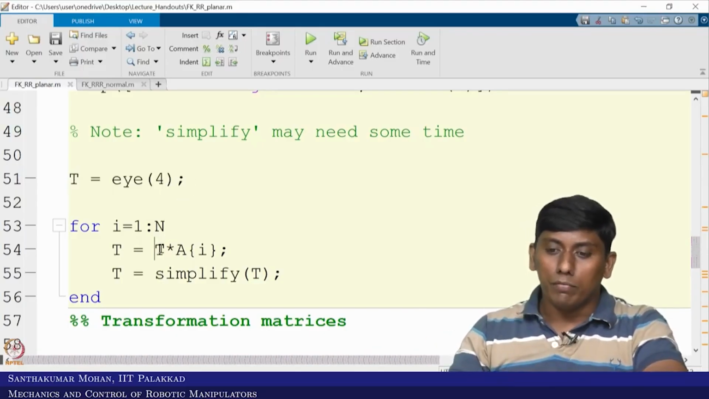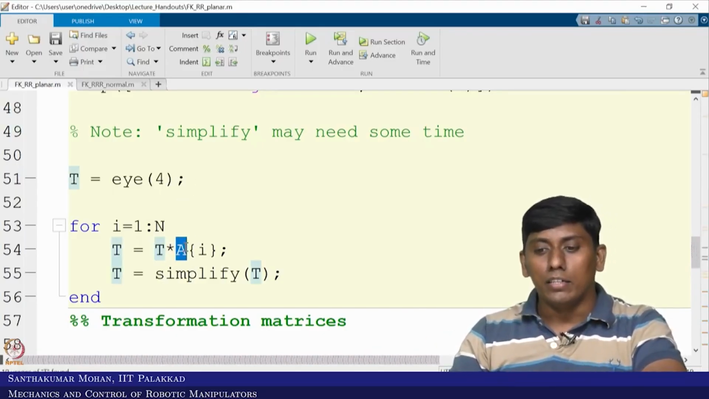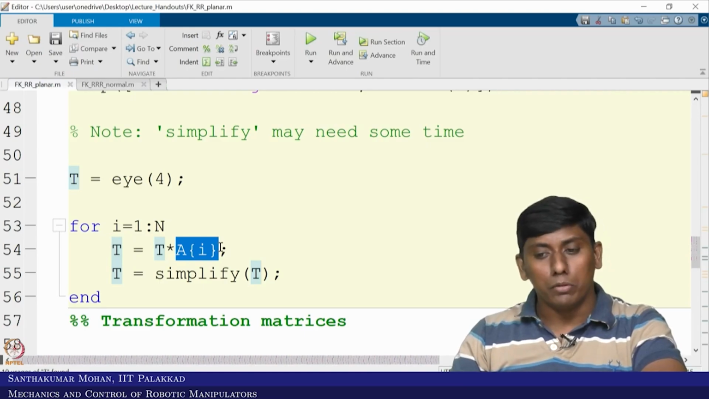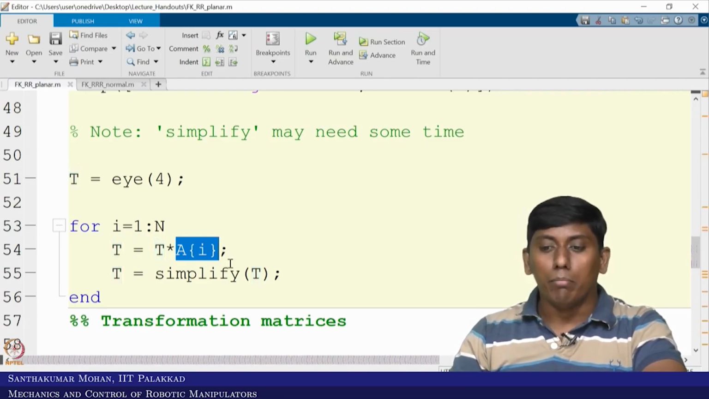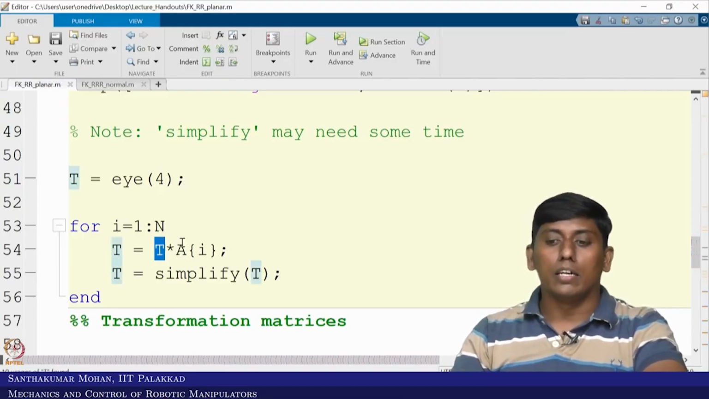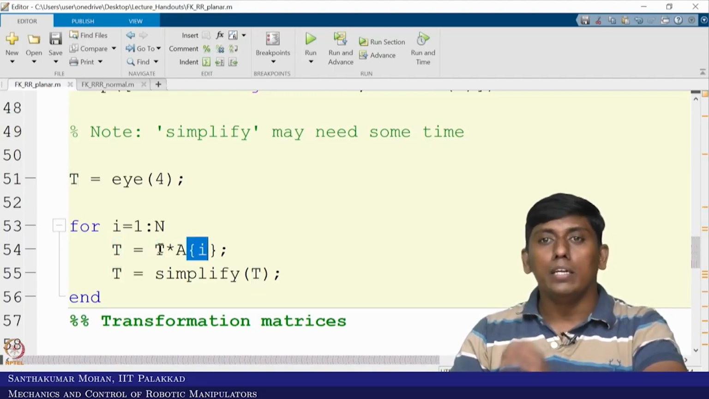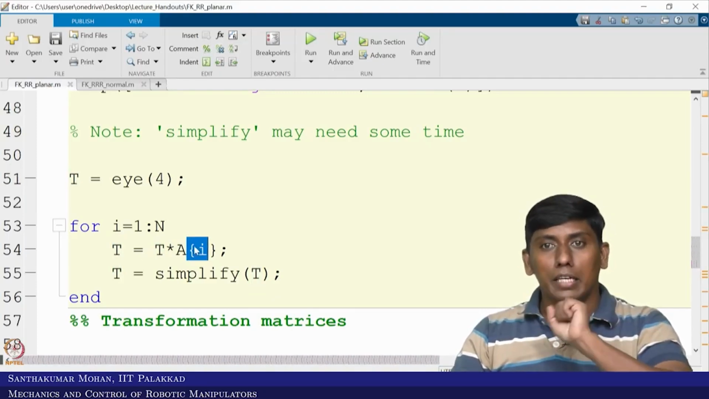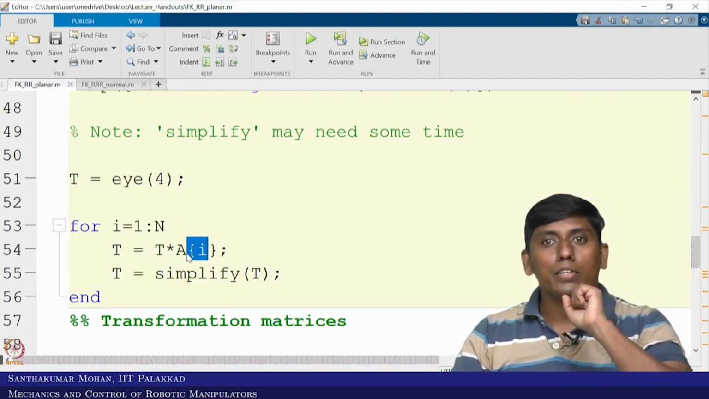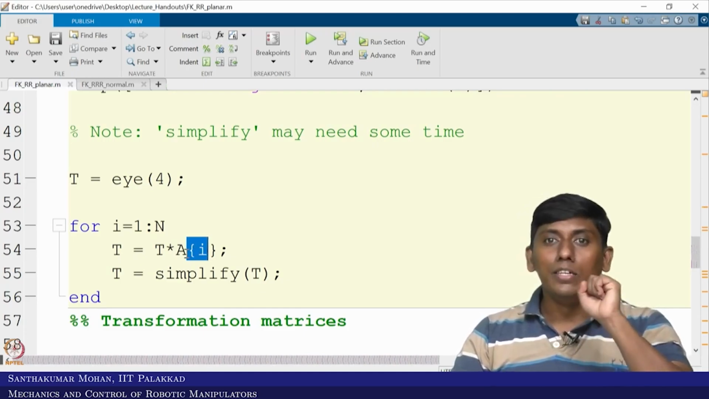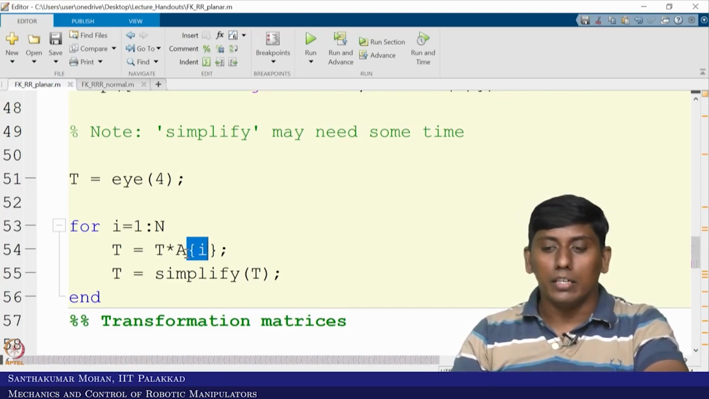So what I am doing, initially I take the identity matrix, the first cell is post multiplied, and I simplify. Then the second iteration, T becomes A of 1, then that is post multiplied with A of 2. Then the third iteration would be post multiplied with A3, that is pre multiplied with T0 to 2, that is the equation.